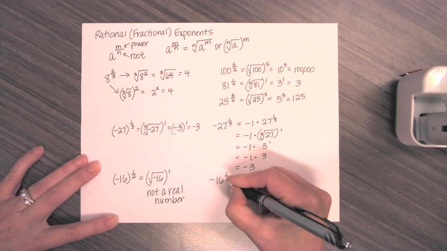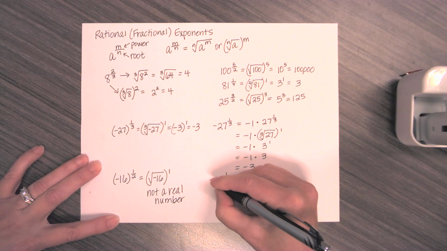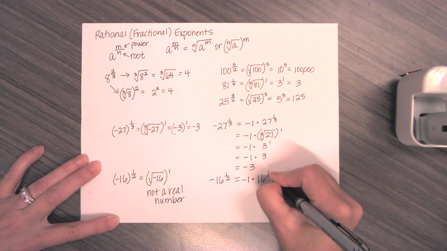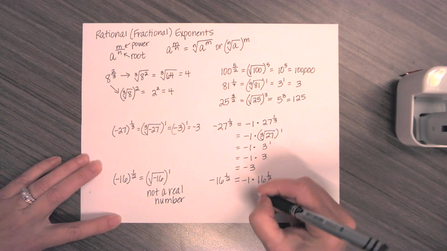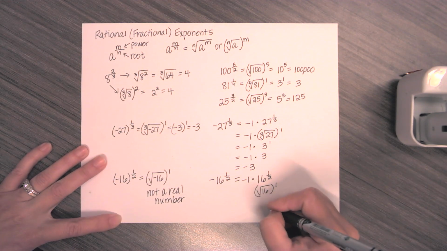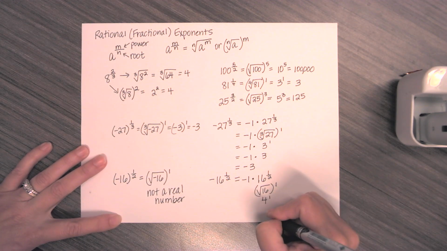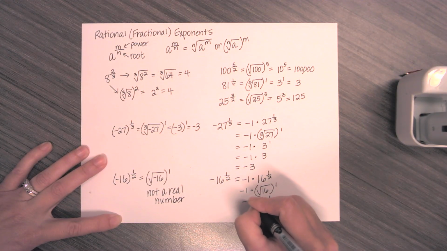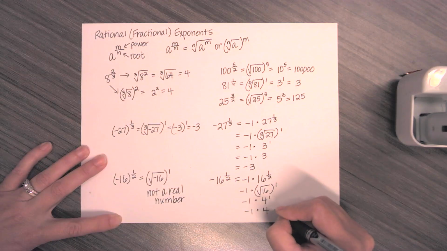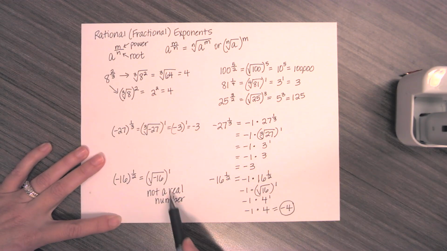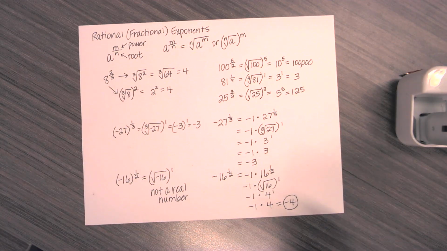Now let's see about this one. If we have this negative not attached to this 16, we can bump it out to the front like this. Let's work 16 to the 1/2 power. That's going to be the square root of 16 to the first power. So 4 to the first power is 4. And then we're going to multiply it by this negative 1. And so we end up getting negative 4. So this one has an answer and this one does not. So that's why it's super important to know the difference between those two things.